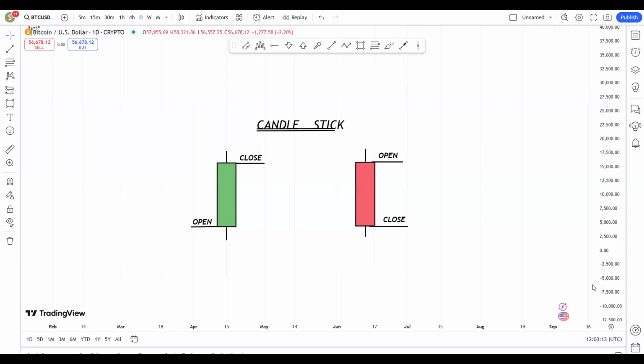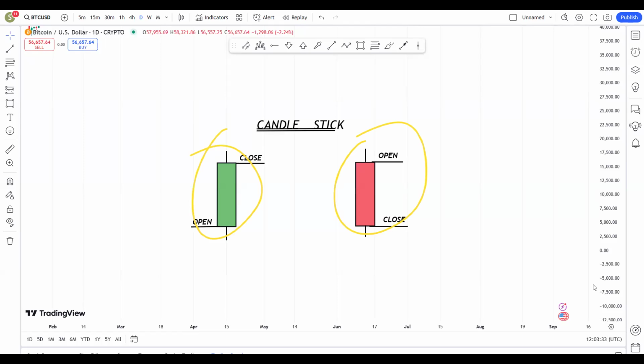Today's class we're going to be talking about what a candlestick is. As you can see, we have two candlesticks here on my screen, the green candlestick and the red candlestick. Now, as we all know, new traders might not know what a green candlestick stands for and what a red candlestick stands for. And that is what we're going to be discussing today.